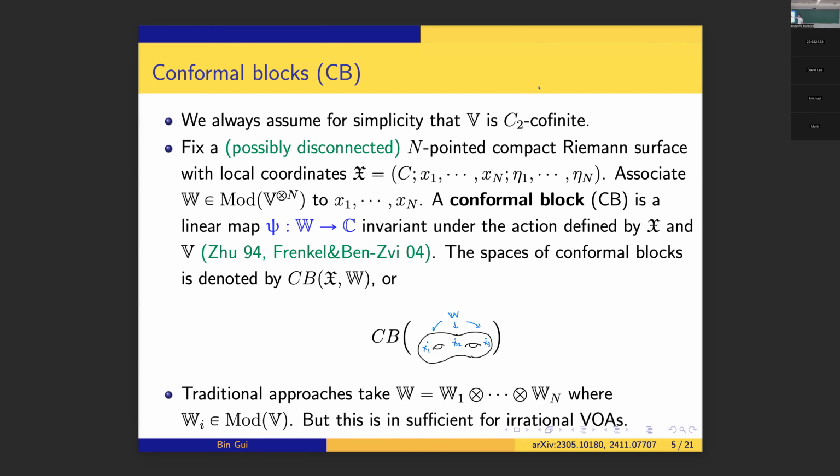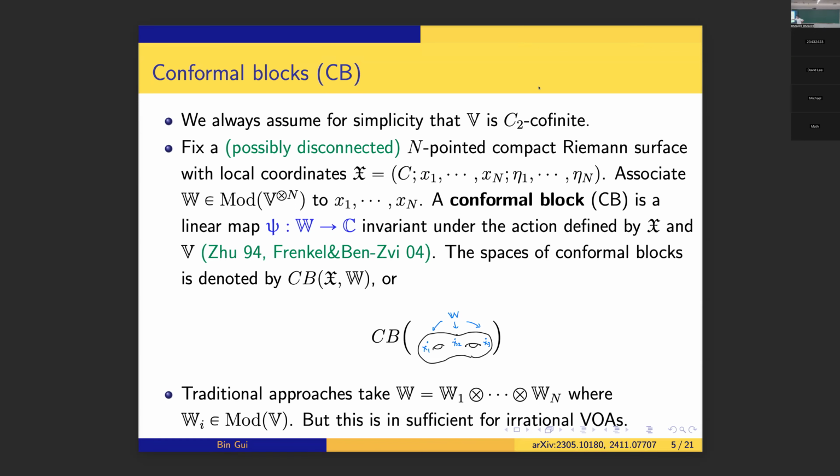For example, eta1 is a holomorphic injective function defined on a neighborhood of x1 such that its value at x1 is 0. So roughly speaking, it maps a neighborhood of x1 to a standard open disk, and it maps x1 to the origin. Okay, so this is the meaning of local coordinates. Based on this geometric data, which I call a compact Riemann surface with local coordinates, I can talk about conformal blocks. I also need to associate modules.